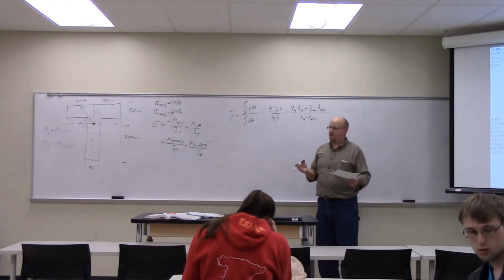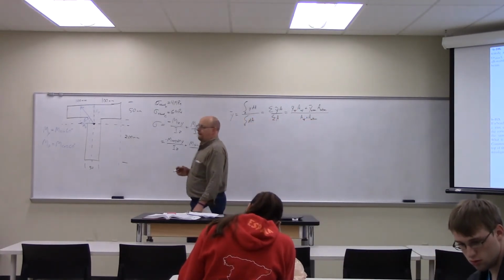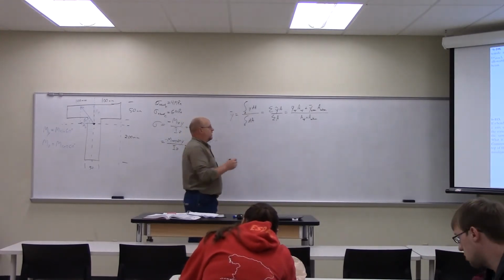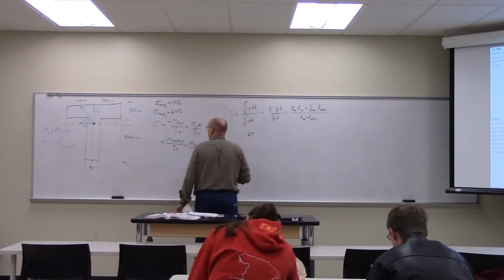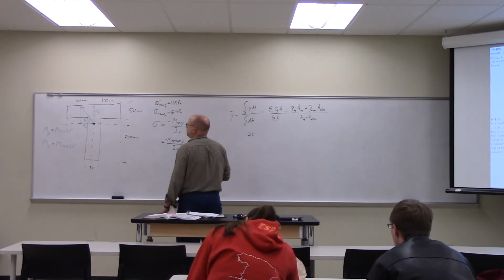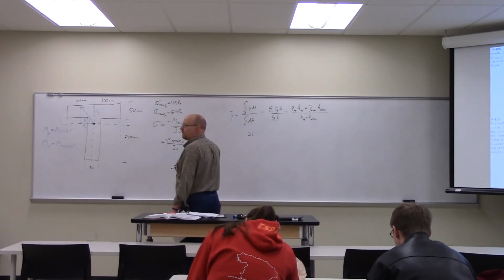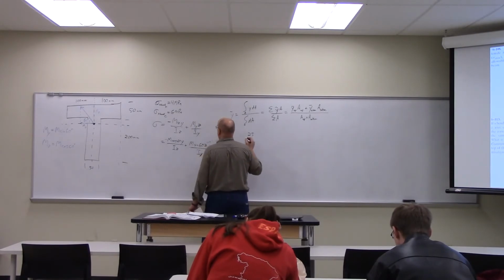Does that make sense? Okay. So what's y at the top? And that's for our centroid? That's to find our centroid. That gives us y bar. Y at the top is 25. What's the area at the top? 50 times 200. 10,000. That'd be 10,000.